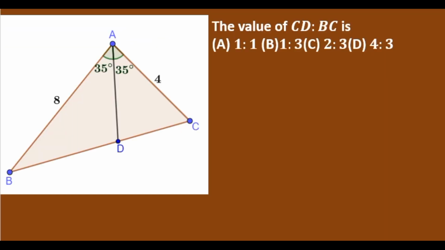We are given the diagram and we're asked to find the value of CD is to BC. Okay, let's start by labeling, because we are talking about this length. CD is to BC has something to do with the total length here. So if we call here X, call here Y.